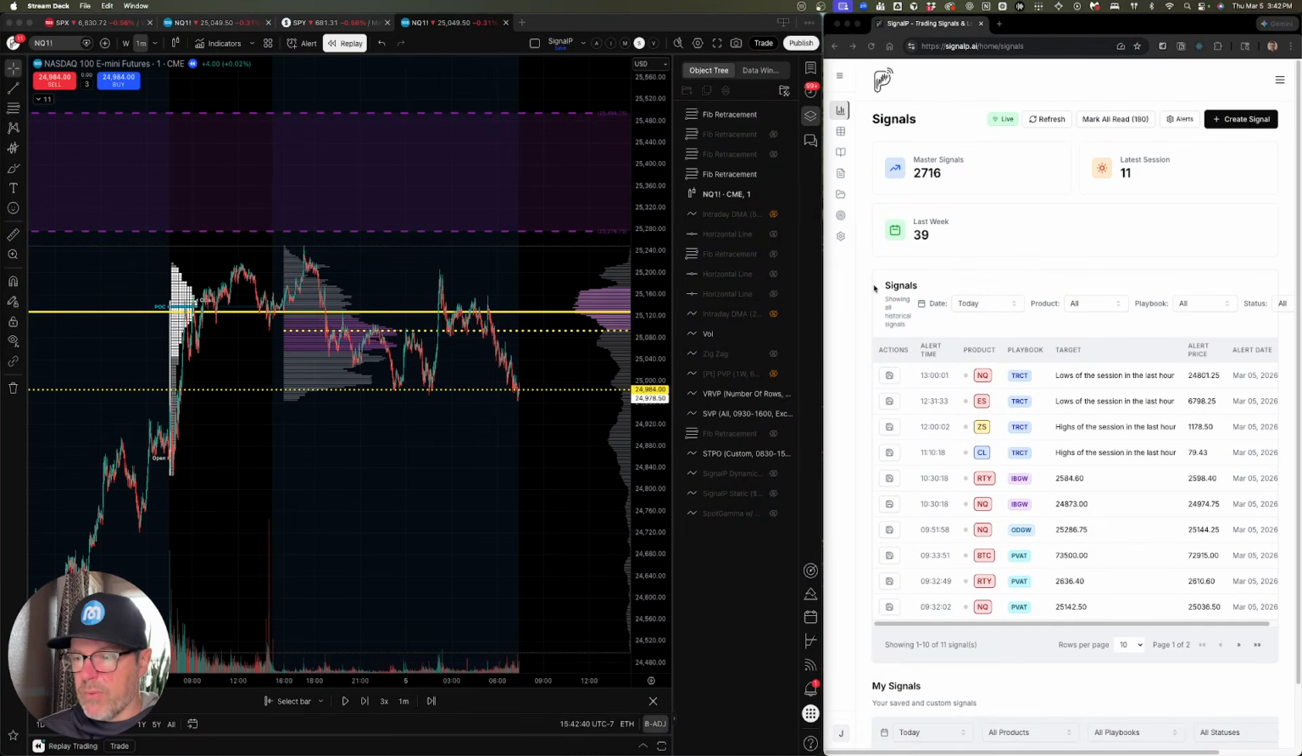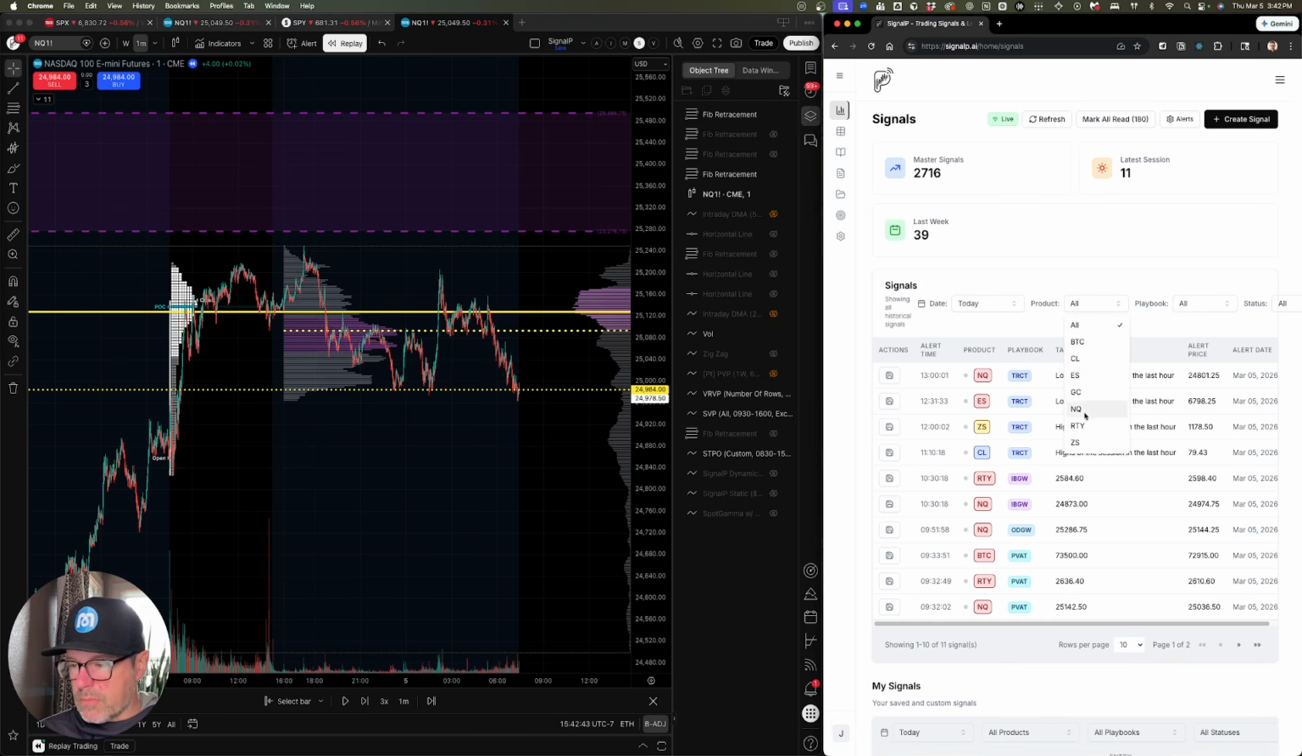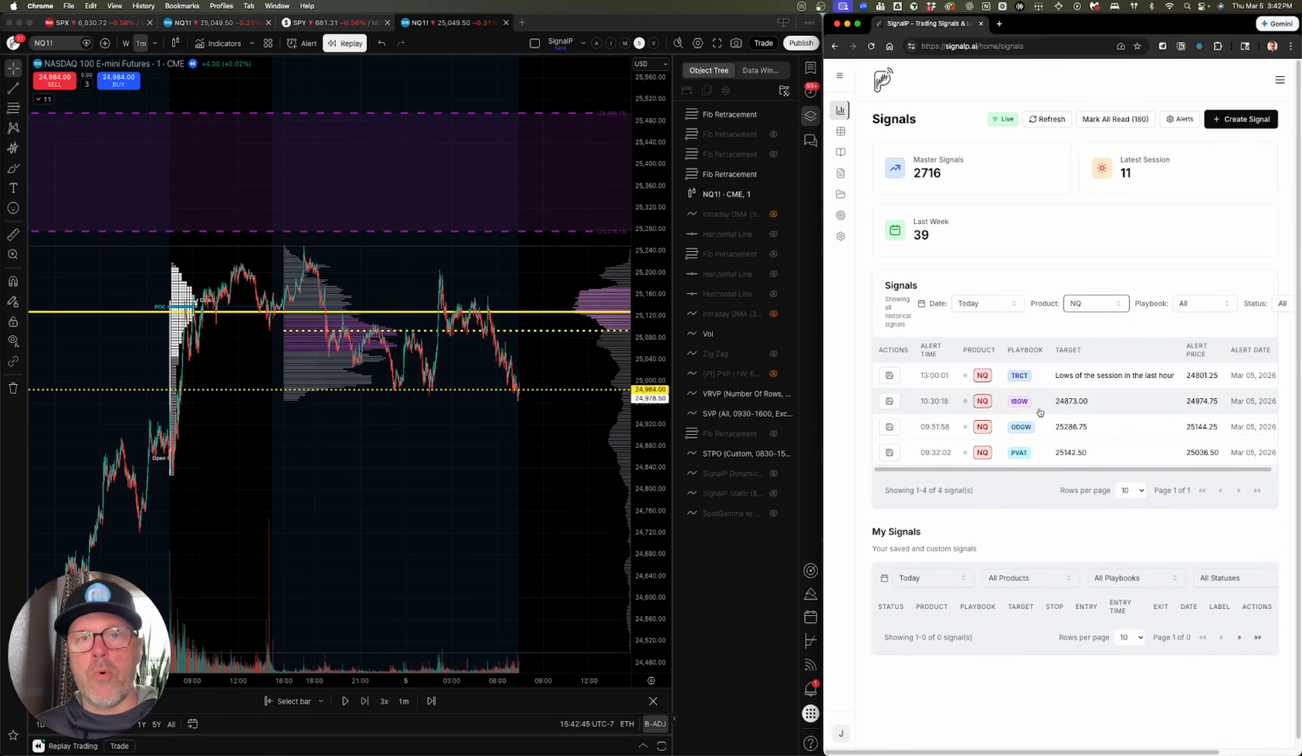We're looking at the NASDAQ. What we're going to do first is filter this by the NQ, and we find that there were 4 signals today.